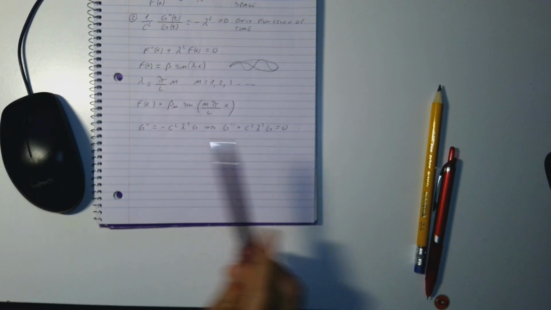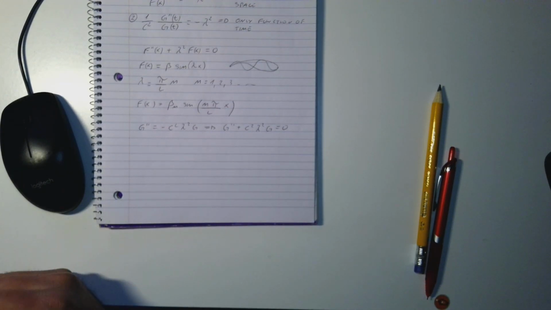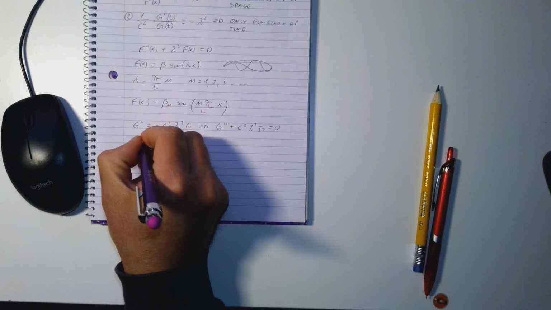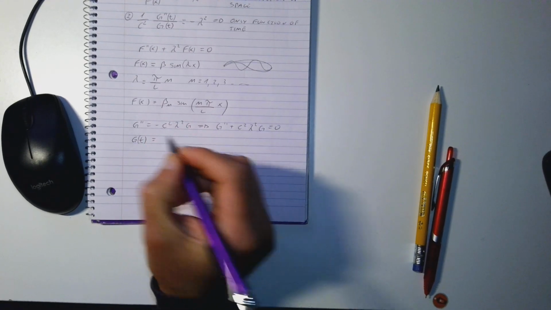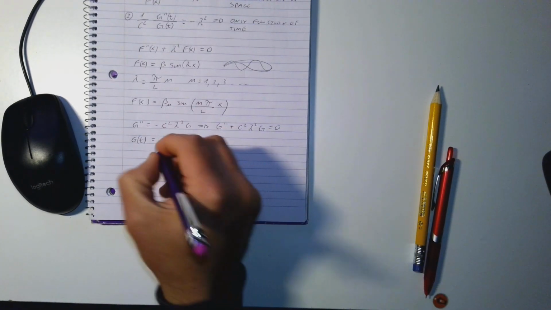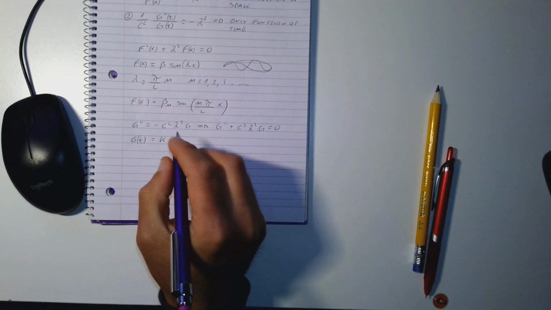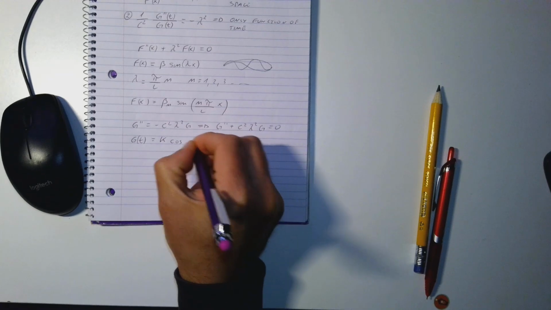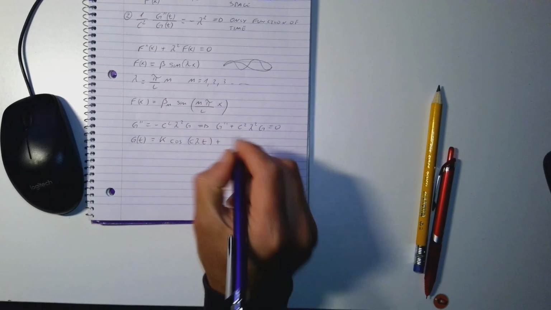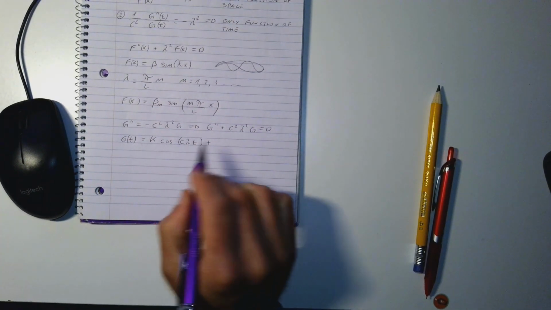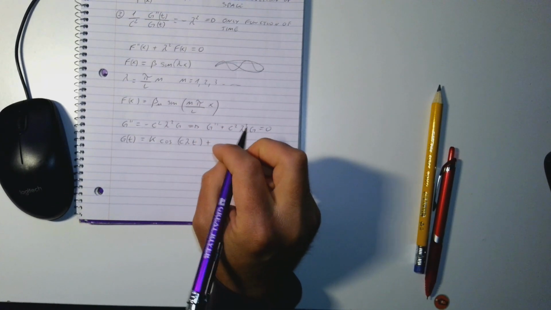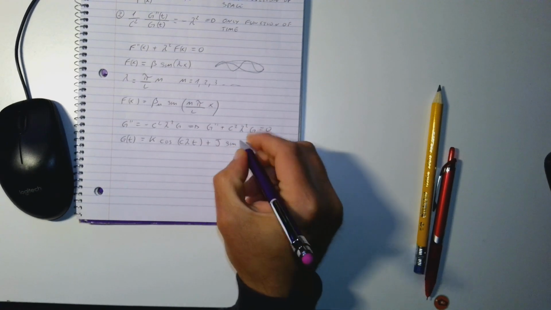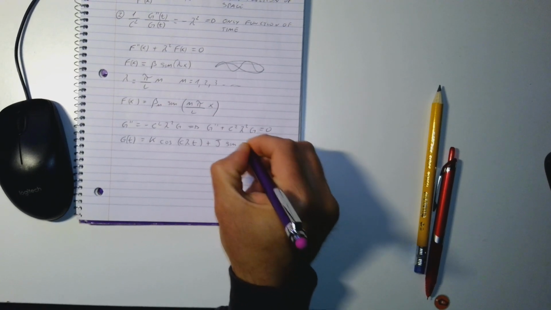So the solution is also some function of sine and cosine. In general we can write that our solution g of t is equal to a certain constant, let's say uppercase k, times cosine of c lambda t, plus another constant, let's say j, times sine of c lambda t.